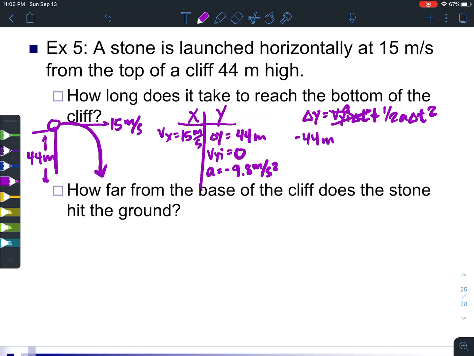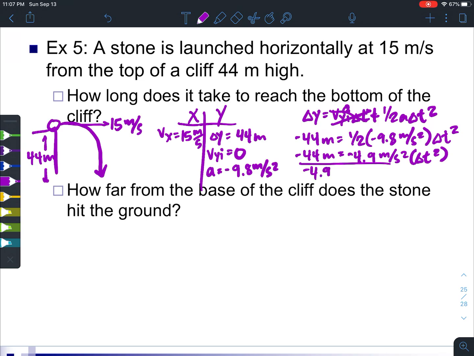Our stone is falling 44 meters, so I'm going to put negative 44 for delta y, and then I have 1/2 times negative 9.8 times t squared. Okay, so first thing to do is to multiply 1/2 times negative 9.8, so now I have negative 4.9 times t squared. My next step is to divide both sides by negative 4.9 as I work to get t squared by itself. And so that gives me an answer of 8.97 with lots of decimals equals t squared. But I don't want t squared, I just want t.